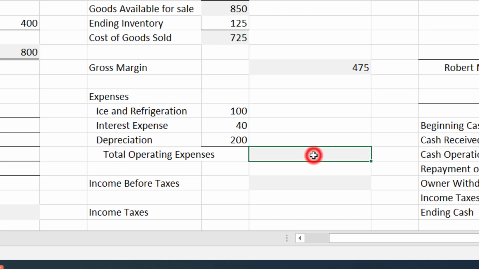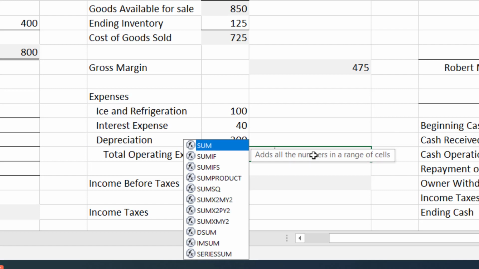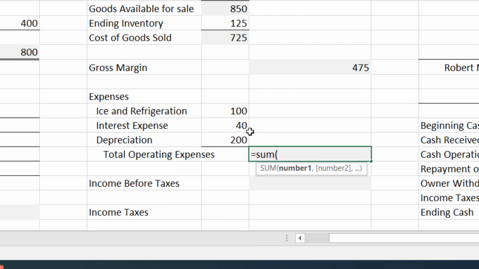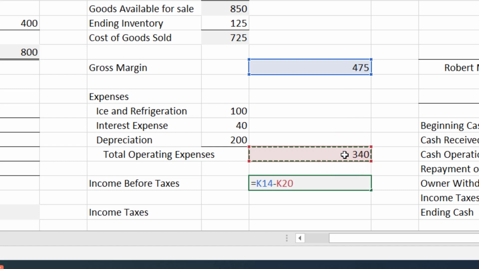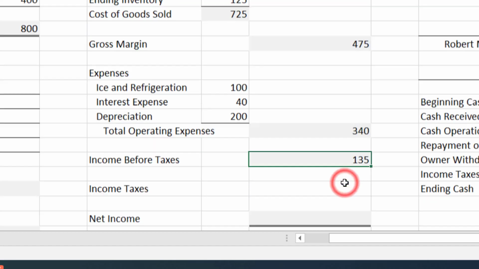Next, we total up our expenses. So we're going to type an equal sign in cell K20, type the word sum, open the parentheses, and then highlight the three items here that are expenses. And we're going to close that parenthesis and hit enter, and we have operating expenses of $340. Income before taxes. This is your actual profit in the business before you pay any taxes. So we type an equal sign, we click on the $475 gross margin, and we subtract the $340 operating expenses. And you can see it's color coded, the blue cell minus the red cell. Hit enter, we get a number, $135.